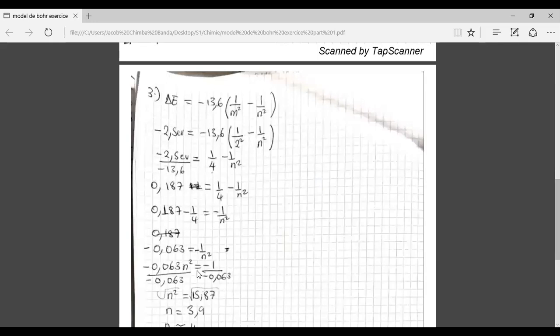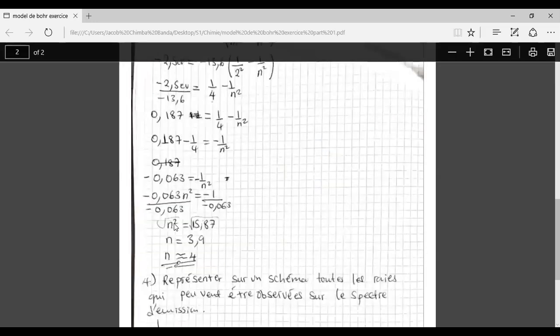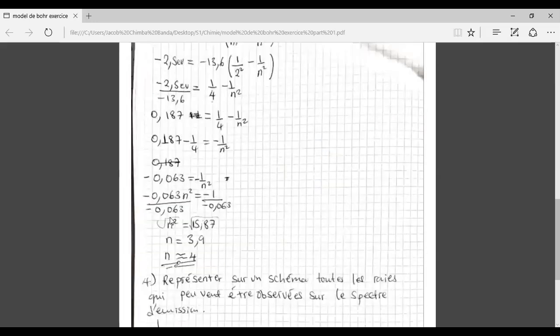Then you do your cross multiplication, which gives negative 0.063 n squared equal to negative 1. Then just divide by negative 0.063, which when divided will give you a positive 15.87 for n squared. Since it is n squared, you take the square root, which will give you n is equal to what?